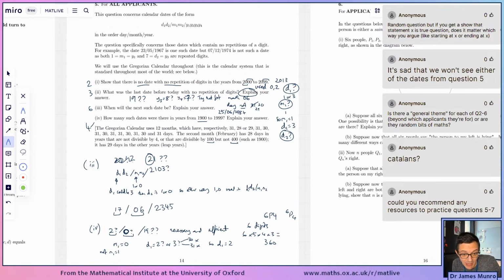If you show that the statement X is true, question: doesn't matter which way you argue, starting at X or ending at X? Yeah, you should end at X, I think. Technically, if the steps that you're taking are reversible, then it doesn't matter. But you should be a bit careful.